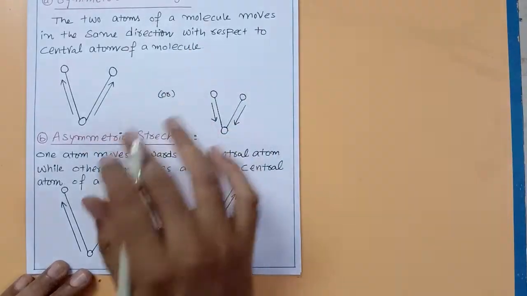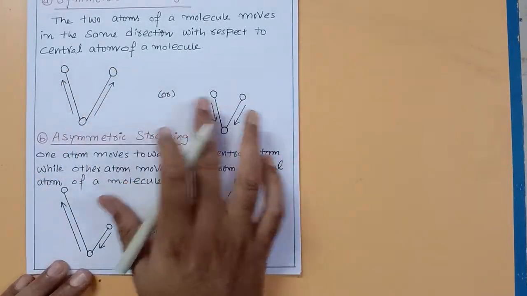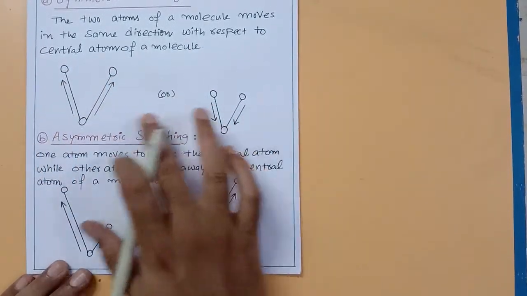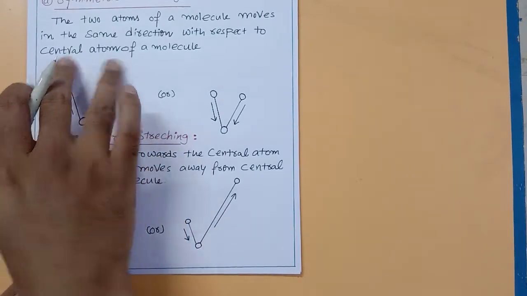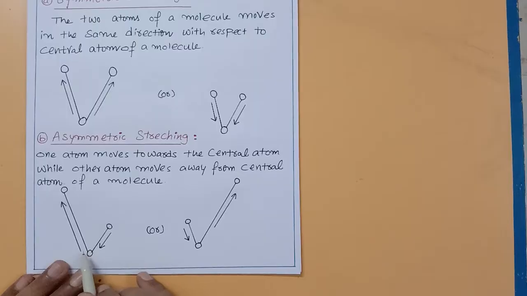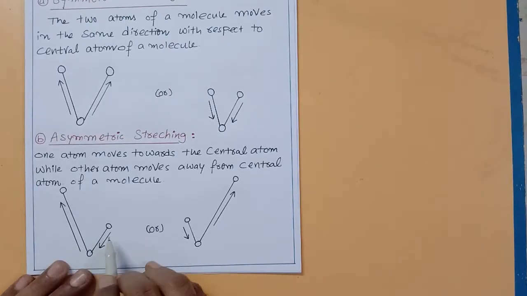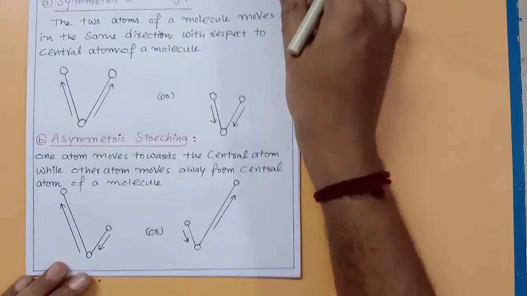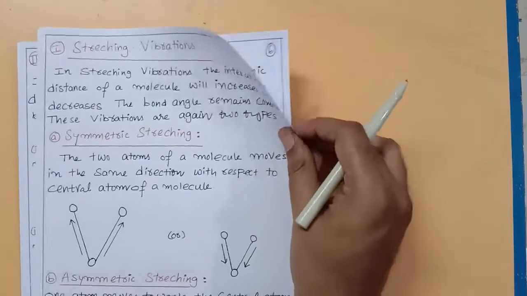So in the symmetric stretching, both the atoms of a molecule move in the same direction. Either they move away from the central atom or they come near to the central atom. In the asymmetric stretching, one atom moves away from the central atom whereas the other atom comes near to the central atom. So that is called a stretching vibration.